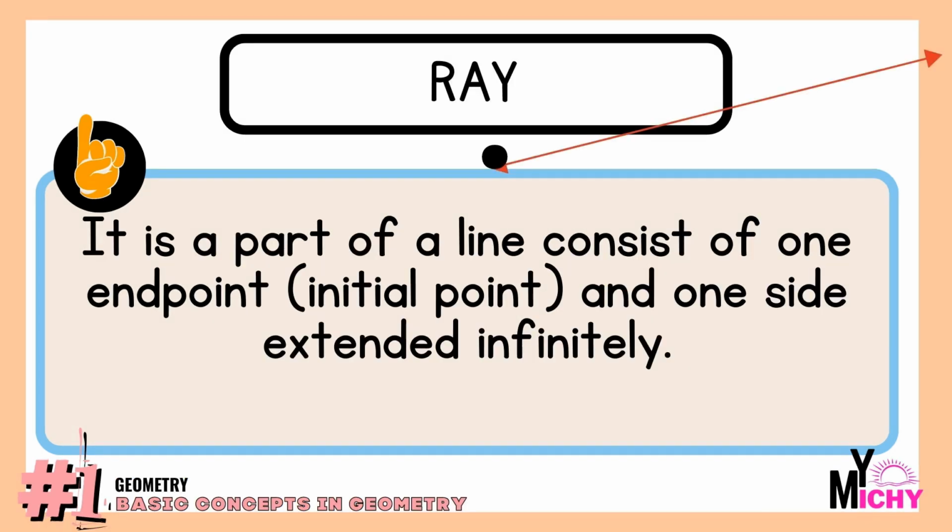Next, we have a ray. It is also part of a line and consists of one endpoint. That one endpoint is called the initial point, and one side is extended infinitely, just like this illustration. So we have here, let's say, point A, and here point B. So this one is a ray. This side going to the right is infinite, but here we have our initial point, point A, or our endpoint.